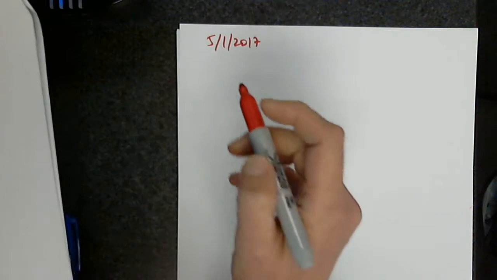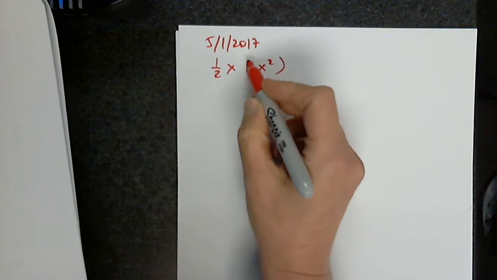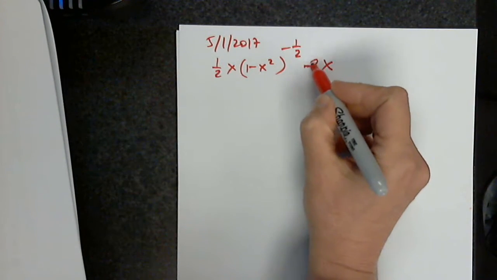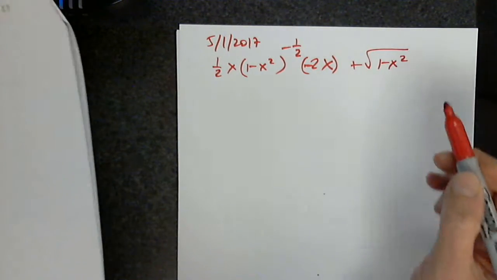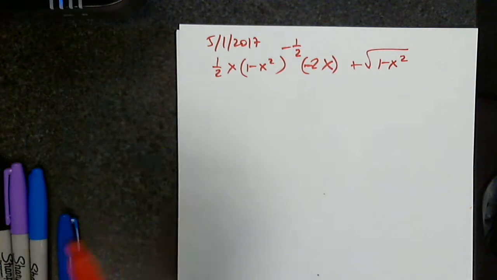Okay, so let's look at problem 12, which is 1/2 x (1 minus x squared) to the negative 1/2 times negative 2x, plus the square root of 1 minus x squared. I'm making sure that I copied it correctly. Yes. Good.